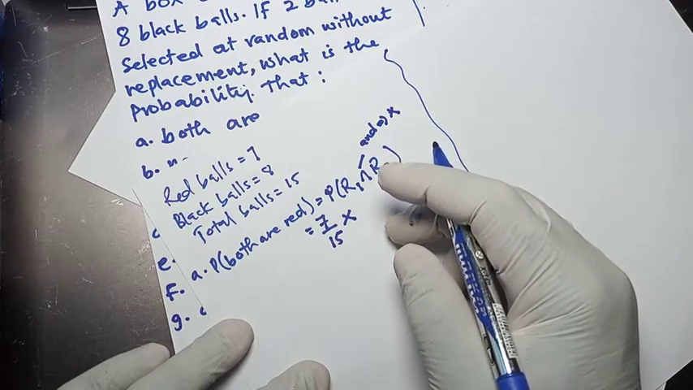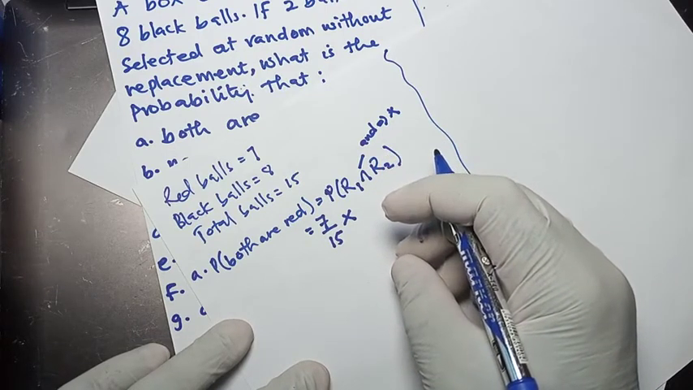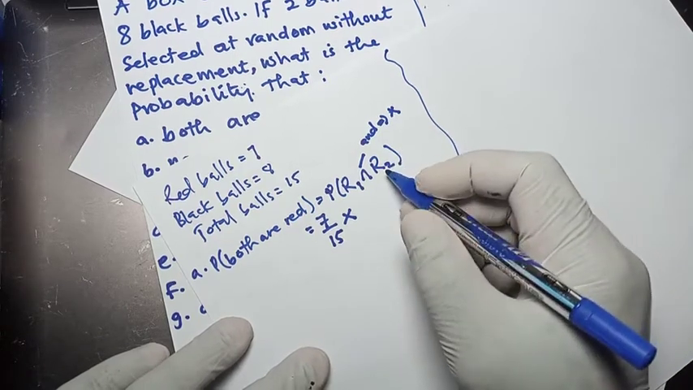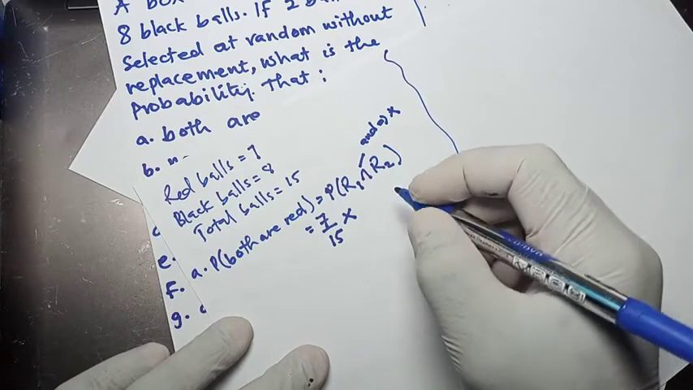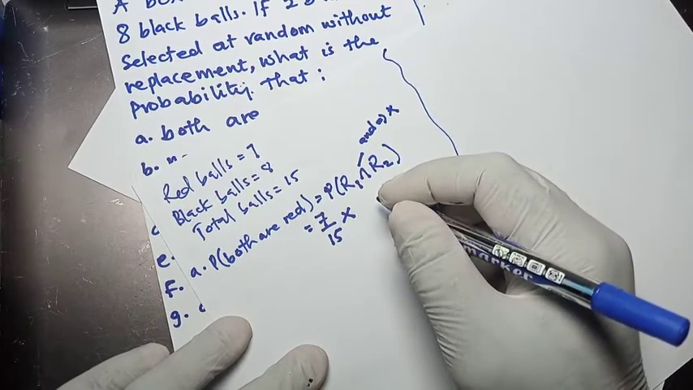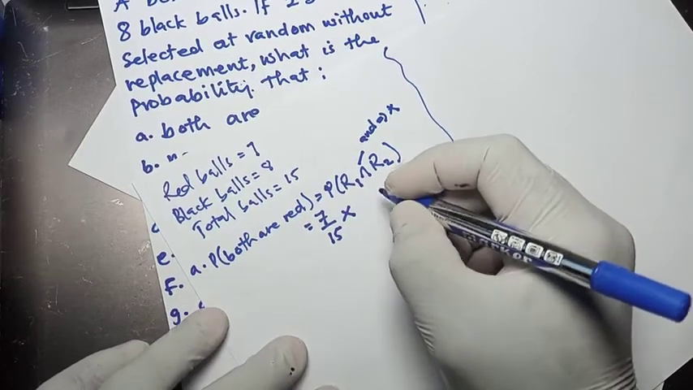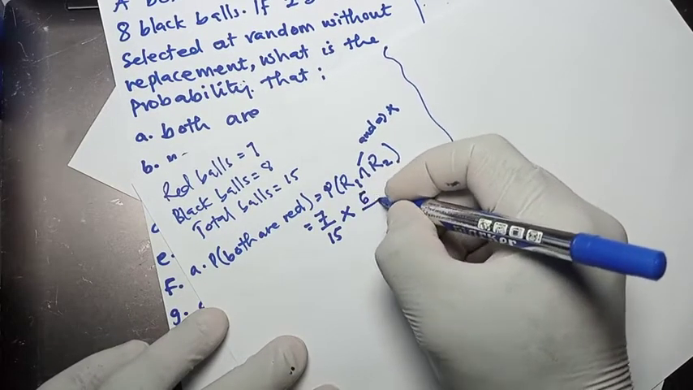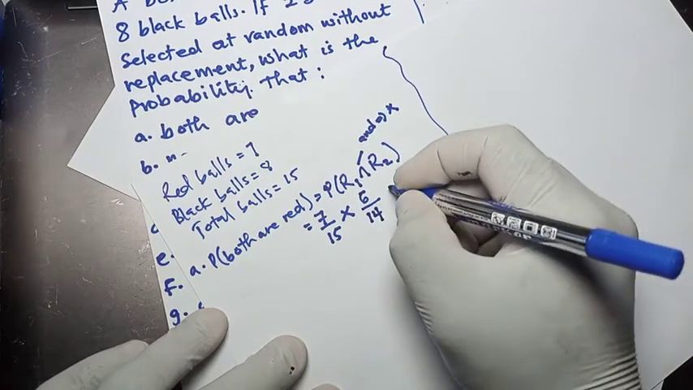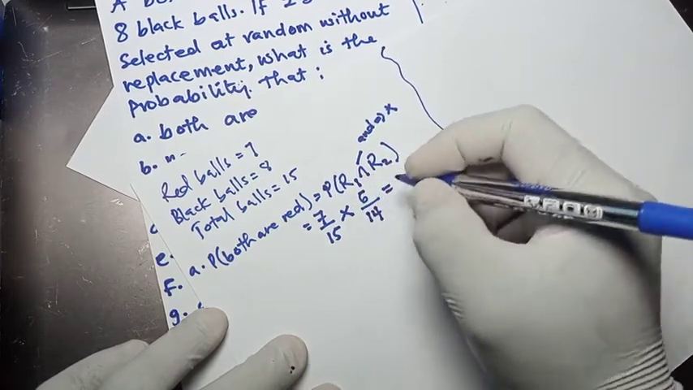Now after this recording, 1 red ball will be out, and we'll be left with what? Only 6 red balls, and the total will also what? Decrease by 1, making what? 14. So if you're about to select the second red ball, we only have what? 6 red balls there, and each of these 6 too has a chance of being selected. So the chances there is 6 over the total now available, which is 14.